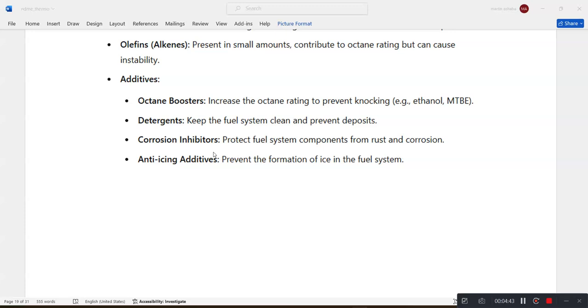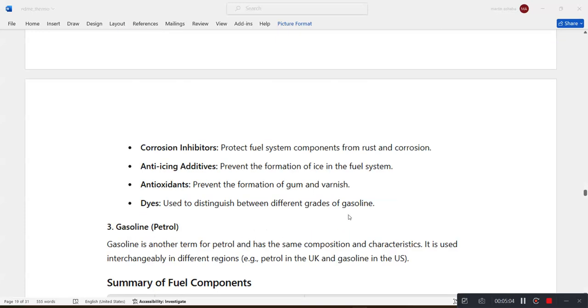Then other detergents that we also need to put keep the fuel system clean and prevent deposits. You need to also add corrosion inhibitors to prevent rust and corrosion of the fuel system components. The anti-icing additives prevent the formation of ice in the fuel system.